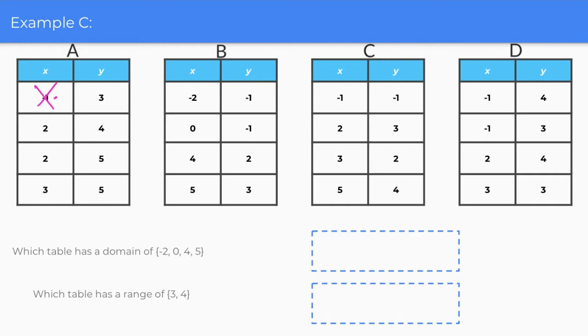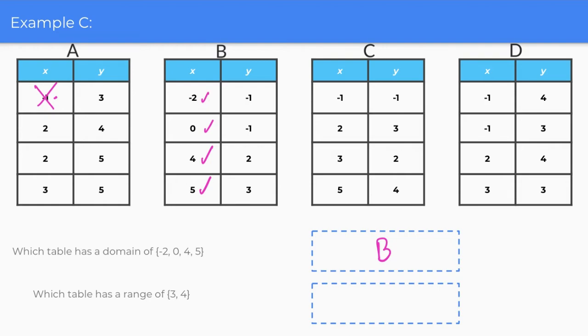Now let's take a look at table B. We've got -2. Yeah, that works. 0, that works. Yeah. 4 and 5, those all work. Let's just make sure that there isn't any other table that would match up. So C, -1, 2, 3, 5. No, we got a 3 in there and a -1. That's not going to work. And table D, -1, -1, 2, and 3. That's not going to work either. So it looks like the answer is table B.